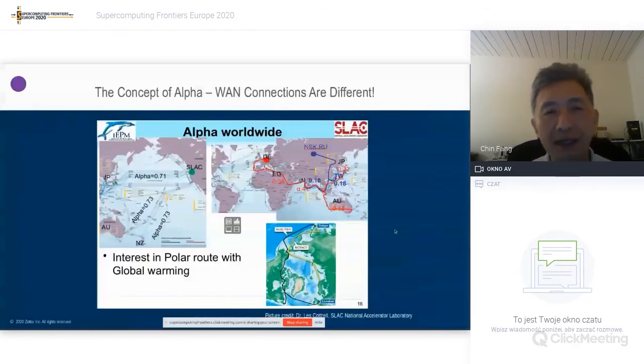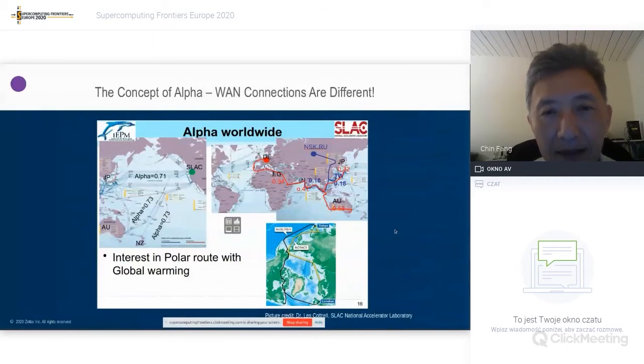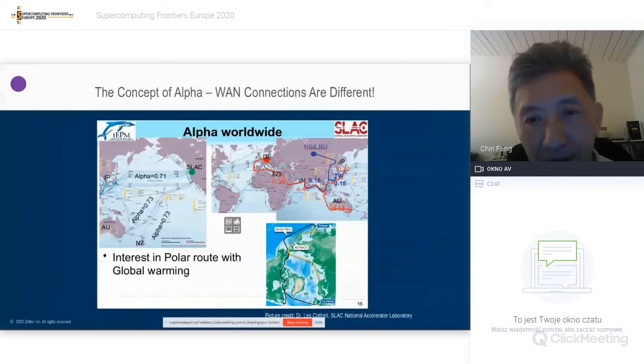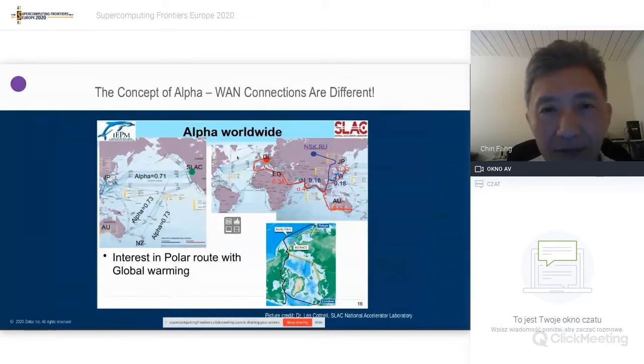This is a slide from my former co-PI at the SLAC National Laboratory in Menlo Park, California. Different international connections each have an alpha value associated with them. Have you noticed? Even crossing the Pacific, the alpha values tend to be above 0.7. But in the Mediterranean, Red Sea and Indian Ocean areas, the alpha values tend to be very low. Why? We don't have time to get into this. I would encourage you to check out his talk at the Samsung forum. He's Dr. Les Cottrell, my co-PI.